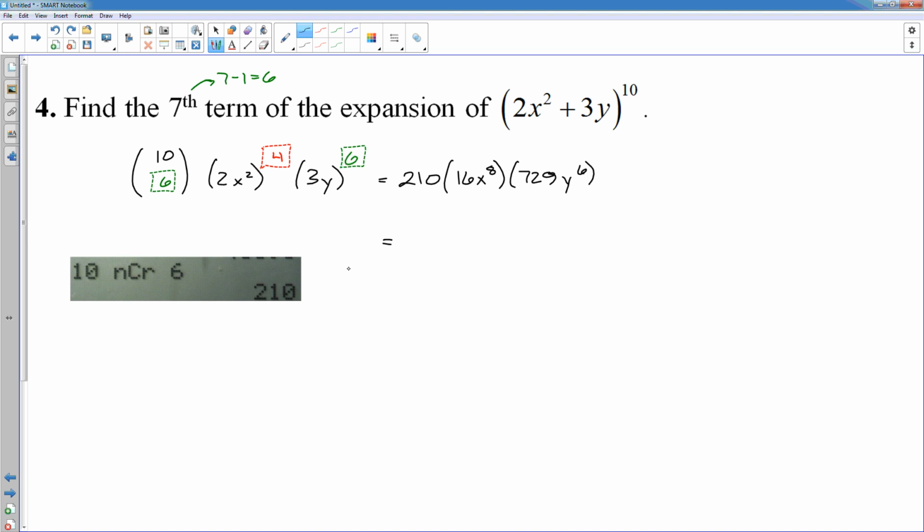And you very often get pretty massive numbers when you do this one. This one is 2,449,440. And then I have x to the 8th, y to the 6th, and there is your 7th term.